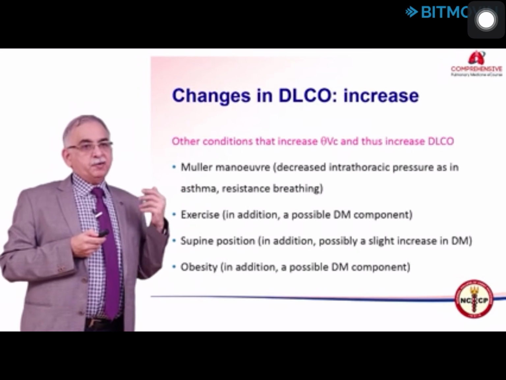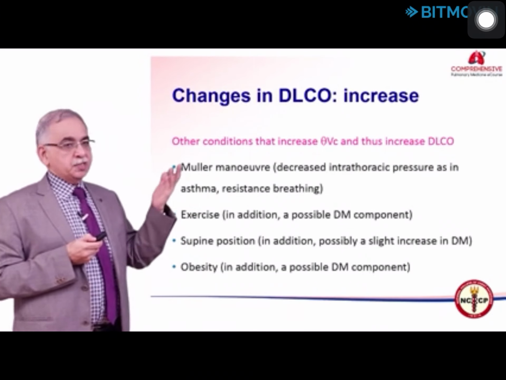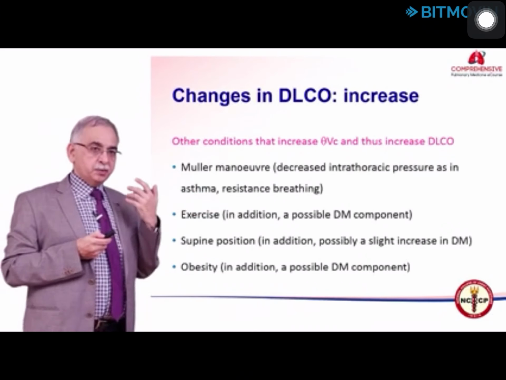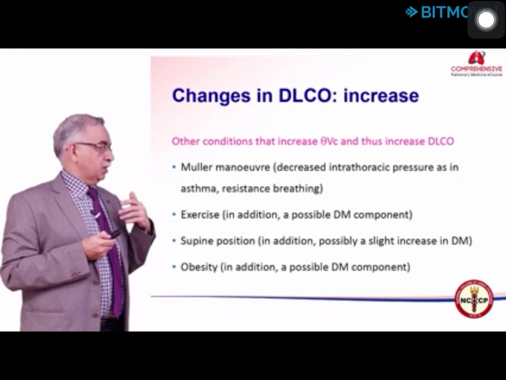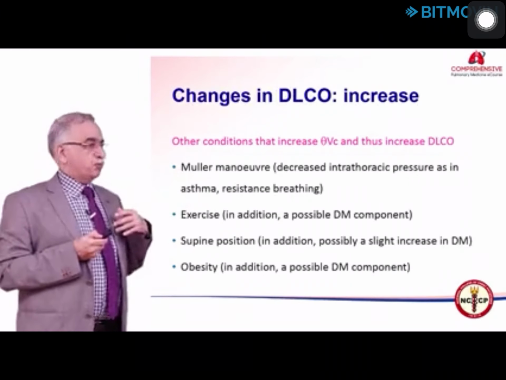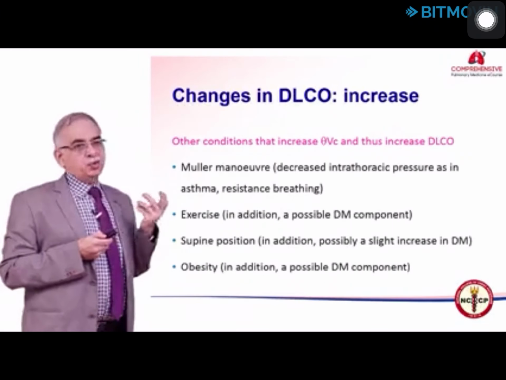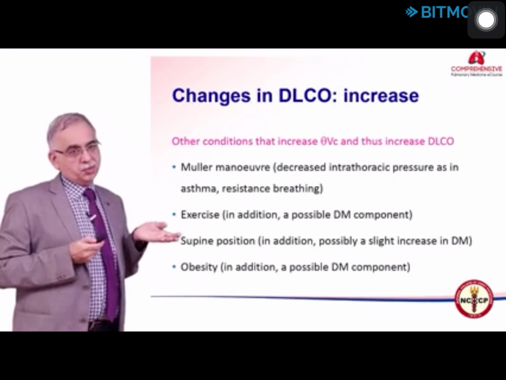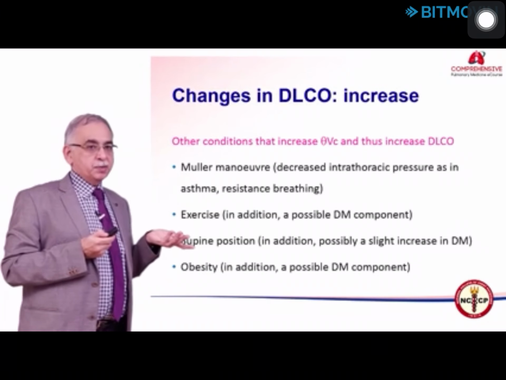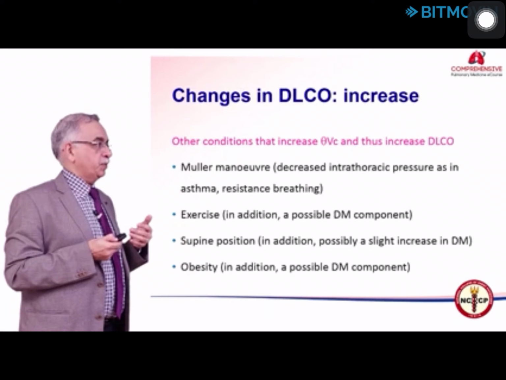Then technical factors can lead to spuriously high diffusion capacity, because these are factors which affect the pulmonary blood volume, like the patient performing a Muller maneuver, exercise before the test, the test done in a supine position, and obesity, because in obesity the same cardiac output goes through a smaller lung volume. So, there is an apparent increase in pulmonary circulation. So, all these are physiological changes in diffusion capacity.